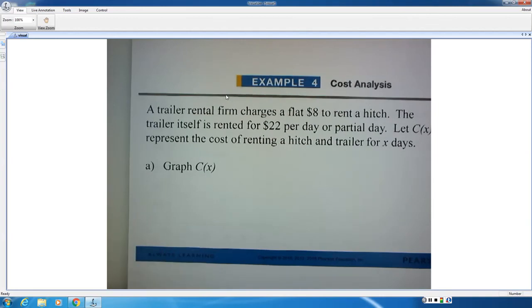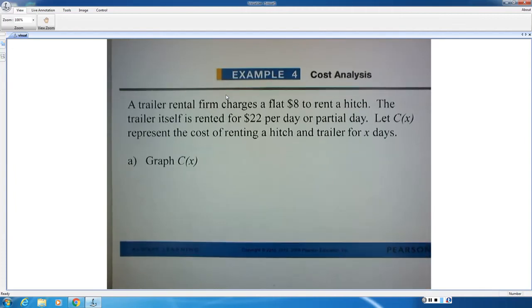We've got one more problem. This one's actually not going to be that hard. A trailer firm charges a flat $8 to rent a hitch. The trailer itself rents for $22 a day or part of a day. Let C of X represent the cost of renting a hitch and a trailer for X days.